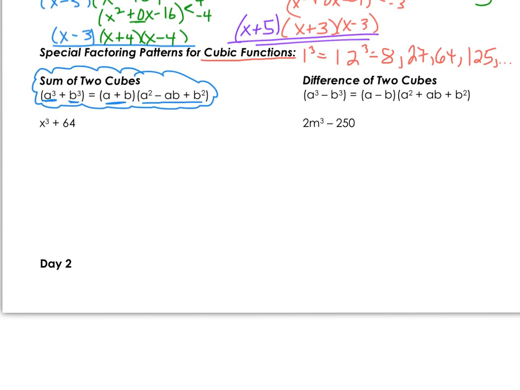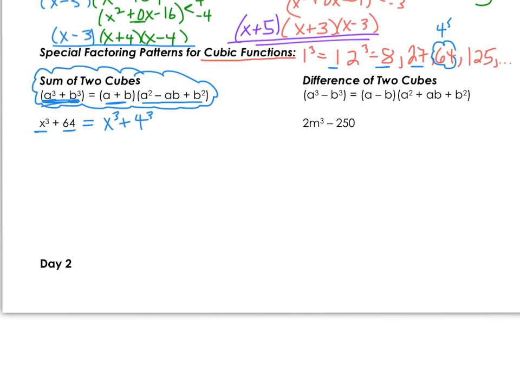So here's that x cubed plus 64 that we had up above. It isn't groupable, but notice x cubed fits that first part of the definition. 64 I had up here at the top. So if this is 1 cubed, 2 cubed, 3 cubed, 64 is the same as 4 cubed. So that way we can rewrite it as x cubed plus 4 cubed. Then we look at that template.